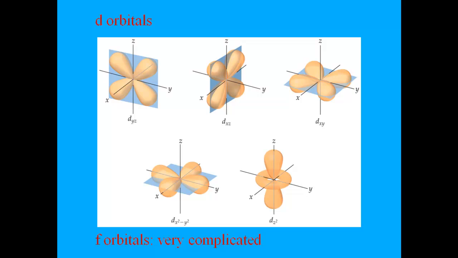The f orbitals are very complicated, so there are 7 different orientations of the f orbitals, each of those holding 2 electrons. So the f orbitals can hold a maximum of 14 electrons.